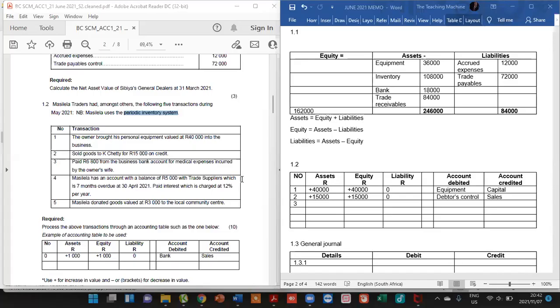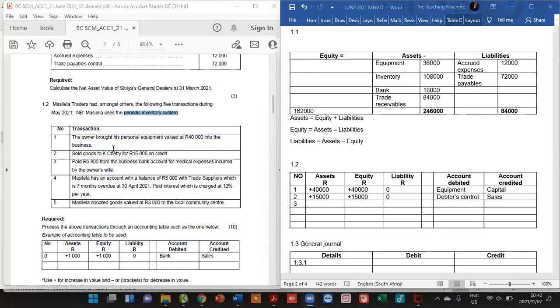We are on transaction number 3. It says that paid 6,800 from the business bank account for medical expenses incurred by the owner's wife. Okay, now let's focus on this statement, incurred by the owner's wife. We are taking out money from the business's bank account to pay for the owner's medical expense. So this one is different. This one is an opposite of the first transaction.